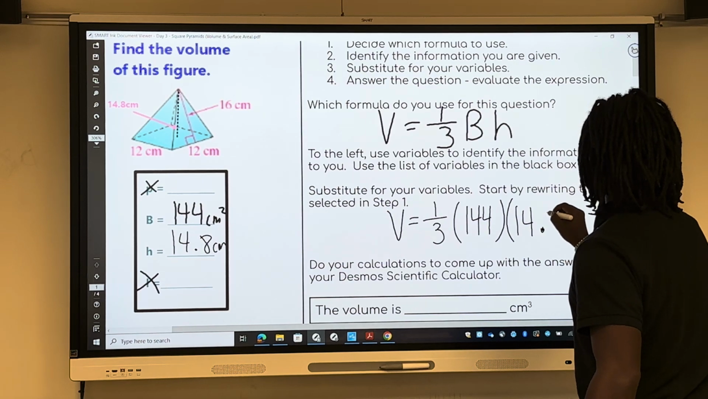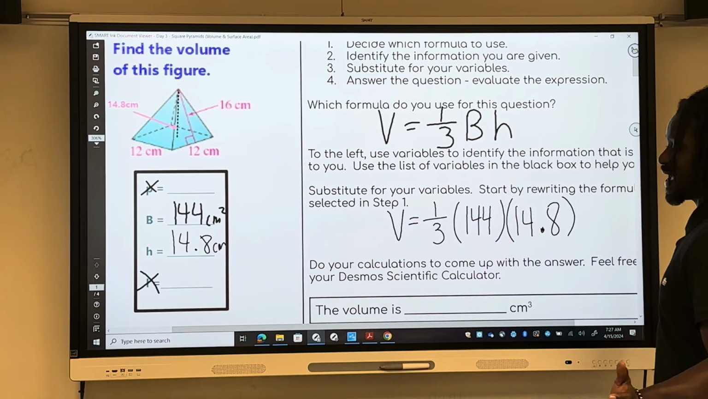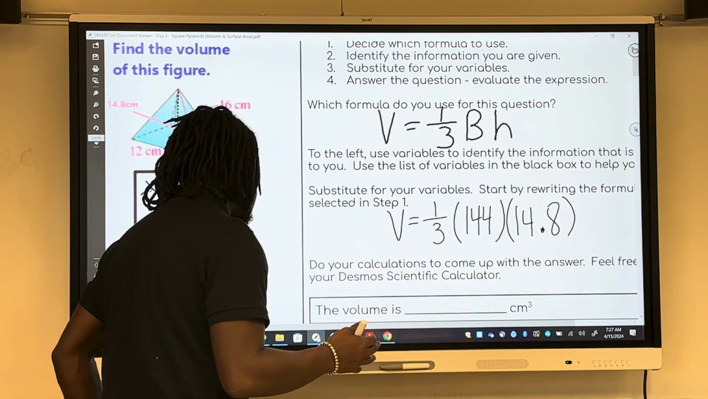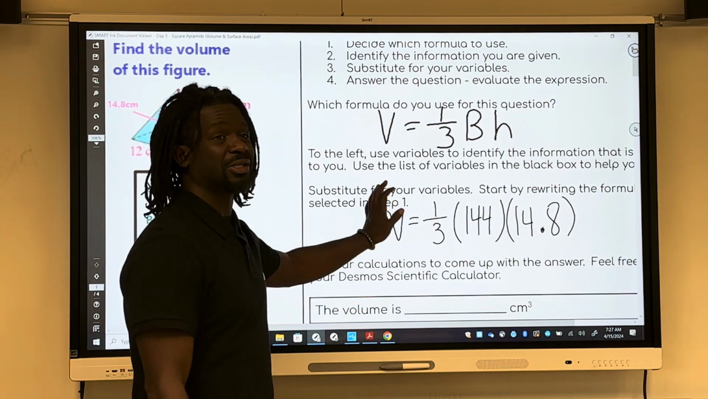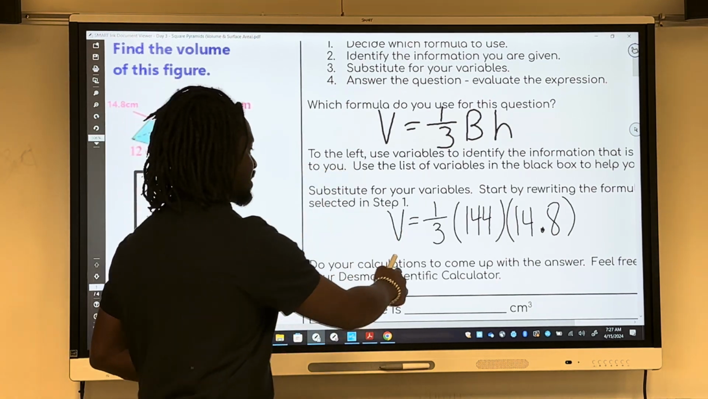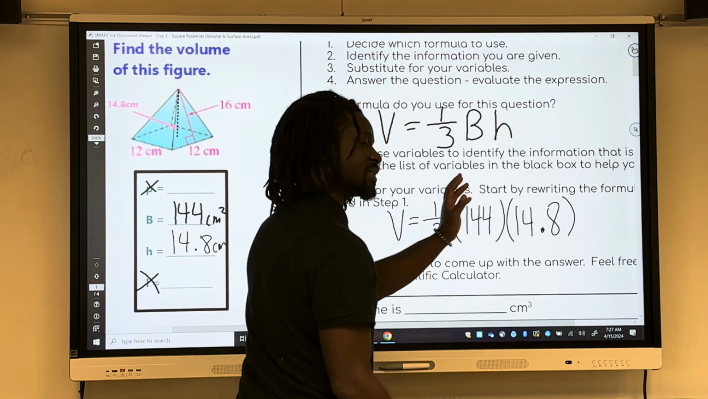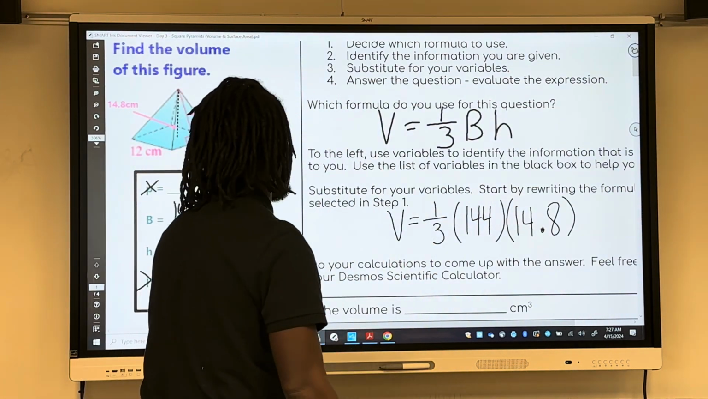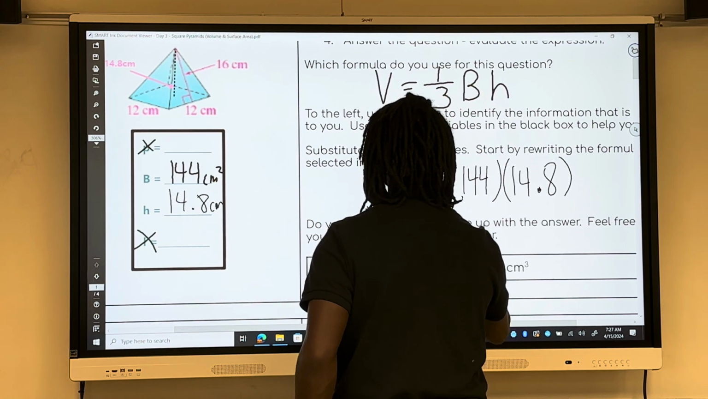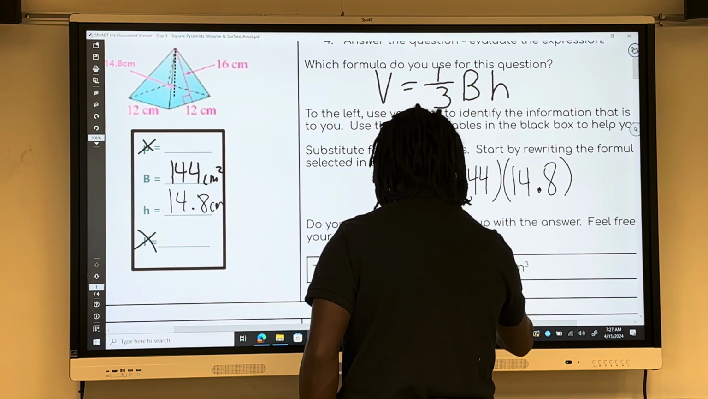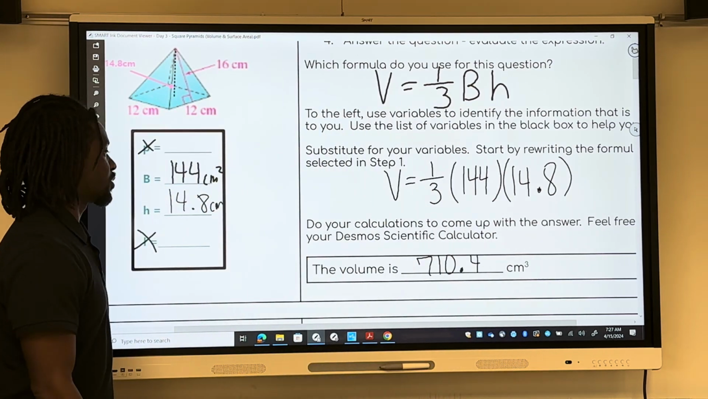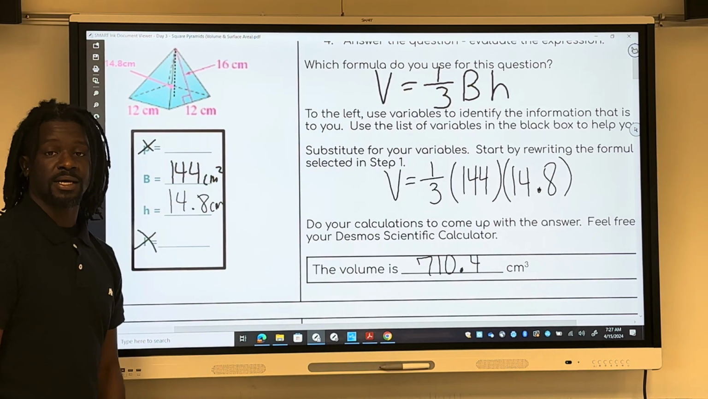Okay, and so then I just take that and I put it into my calculator. For the sake of time, I'm just going to give you the answer. I'm not going to switch over to show you how to do that in Desmos. Again, you just put it in, knowing that when the parentheses is multiplication, I'm multiplying each of these. And so I come up with my volume is 710 and 4/10. So 710.4. All right. And that's it.